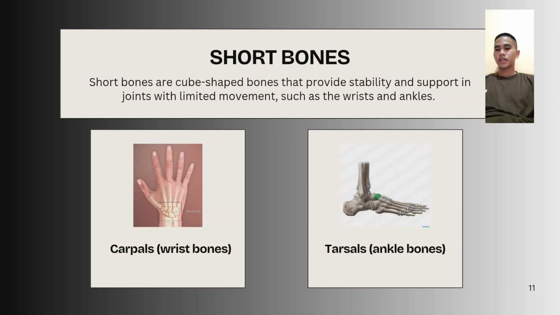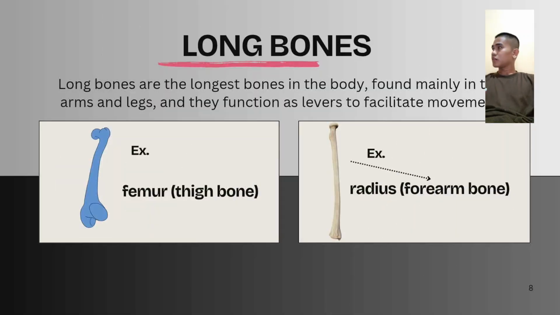So, ikaduha sa part sa skeletal system is long bones. Long bones are the longest bones in the body, found mainly in the arms and legs, and they function as levers to facilitate movement. So, the two examples of long bones are first femur, thigh bone, and radius, forearm bone.